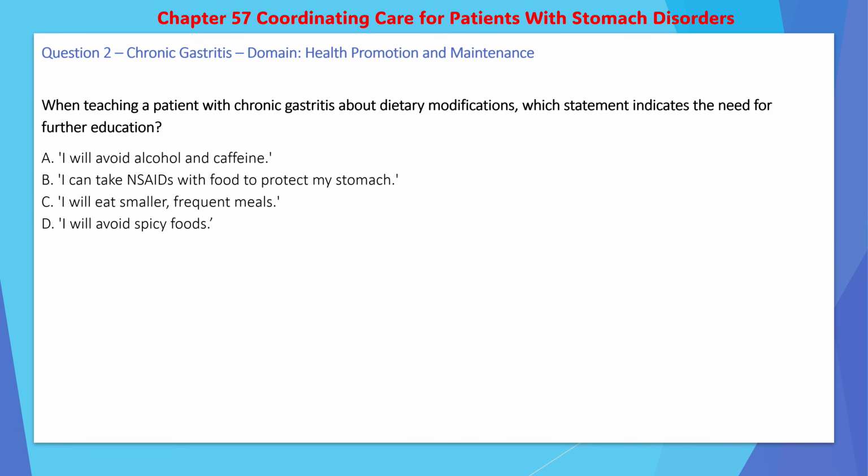Question 2. Chronic gastritis, domain: health promotion and maintenance. When teaching a patient with chronic gastritis about dietary modifications, which statement indicates the need for further education? A. I will avoid alcohol and caffeine. B. I can take NSAIDs with food to protect my stomach. C. I will eat smaller, frequent meals. D. I will avoid spicy foods.